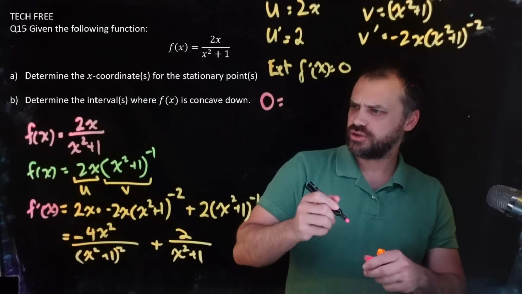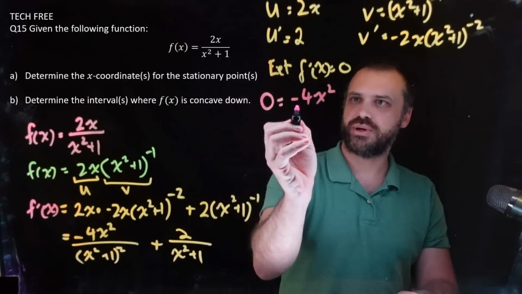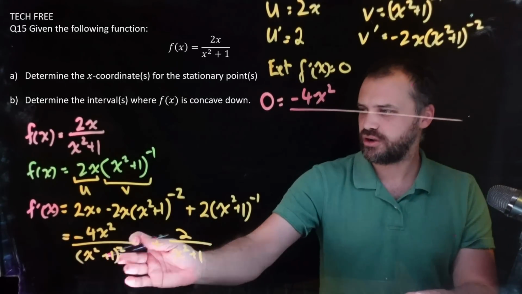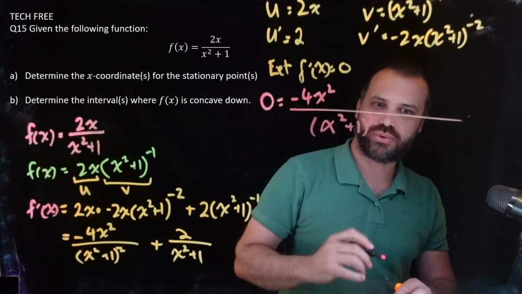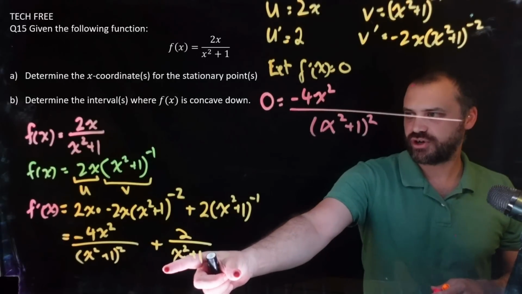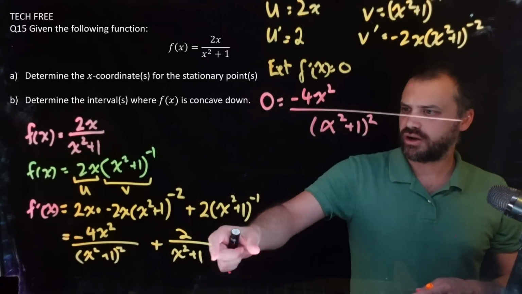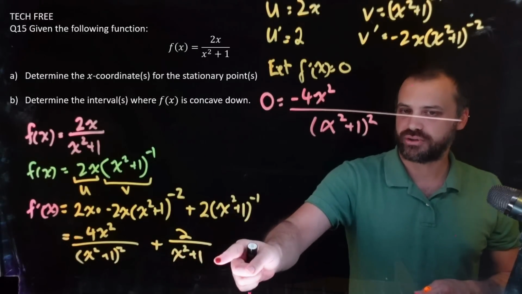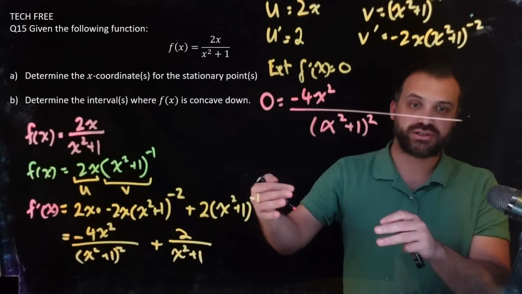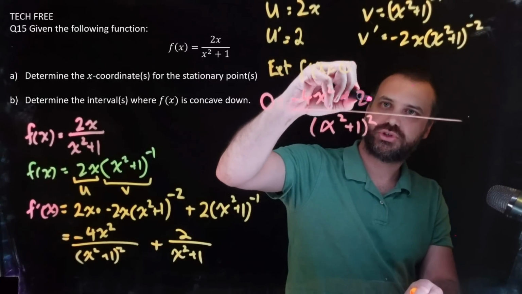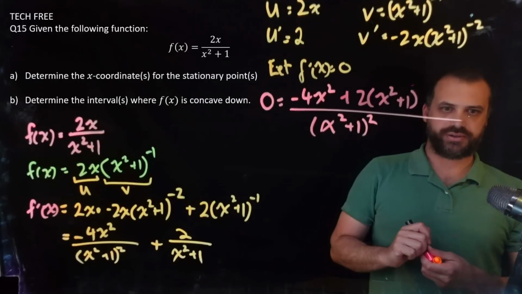So I'm going to go, this can remain how it is, negative 4x squared. The whole thing is going to be over x squared plus 1 squared. In order to make this fraction x squared plus 1 squared, I need to multiply top and bottom by x squared plus 1. So I need to multiply this 2 by x squared plus 1. 2 times x squared plus 1.